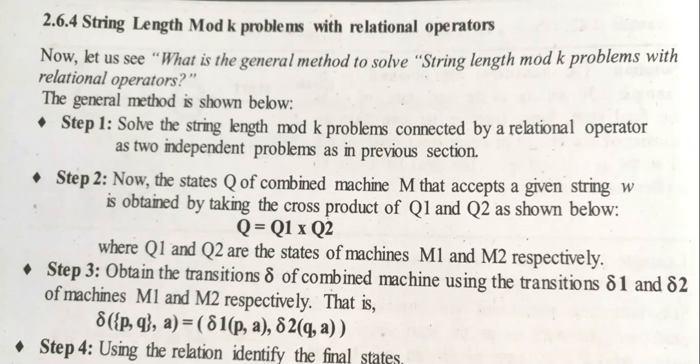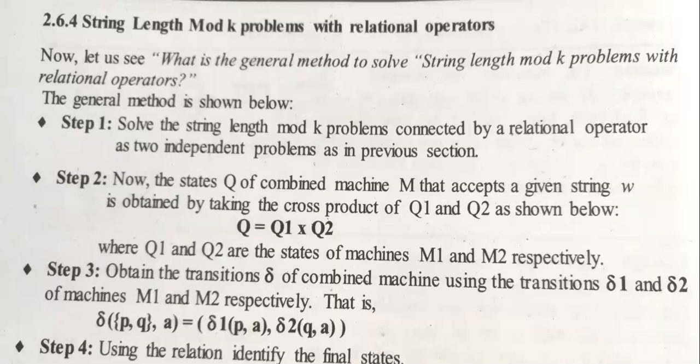Clear? Okay. Now, in this case, instead of only one mod operation, we'll have two different mod operations. When we go for the problem, you can have better knowledge about this. There will be two conditions, like length of w mod 3 should be equal to length of w mod 2. So this may be the question given in your exam.